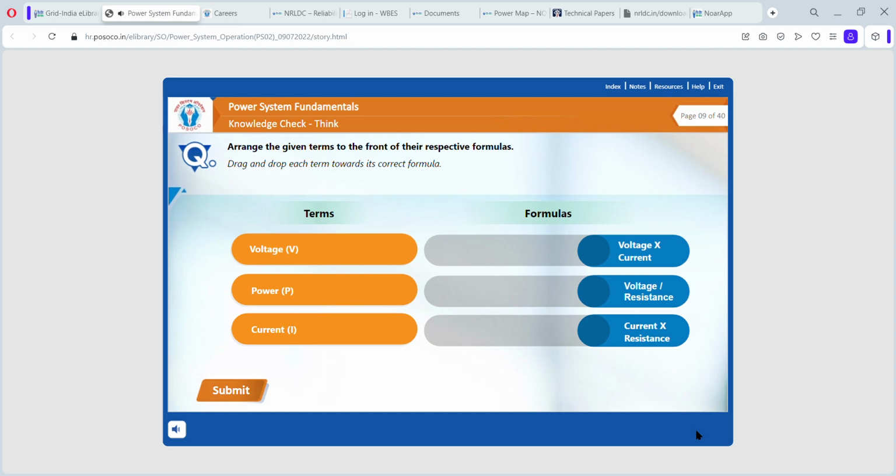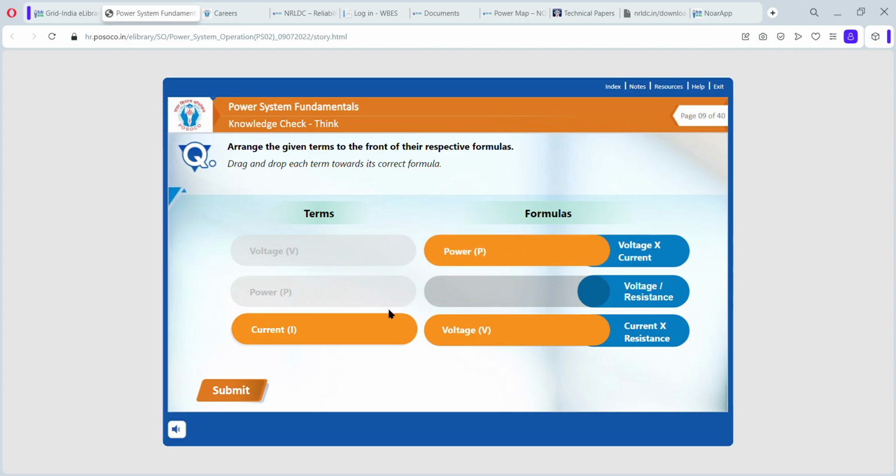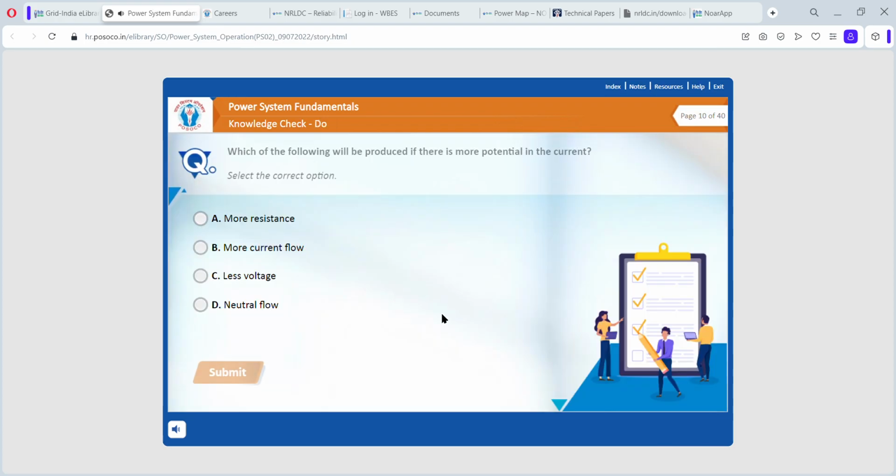Let's check your understanding. Drag and drop each term towards its correct formula. Let's check your understanding. Select the correct option.